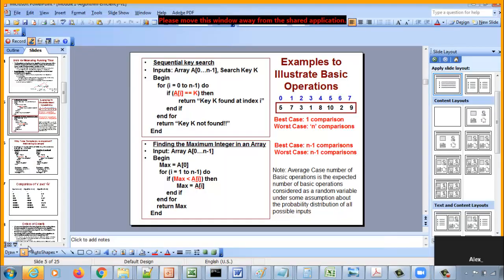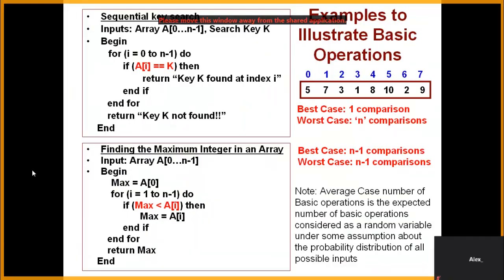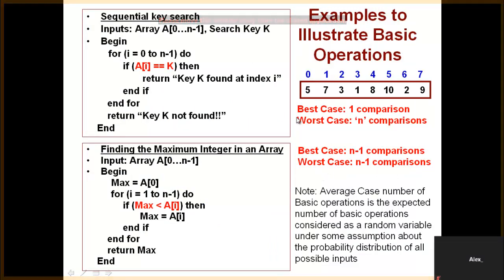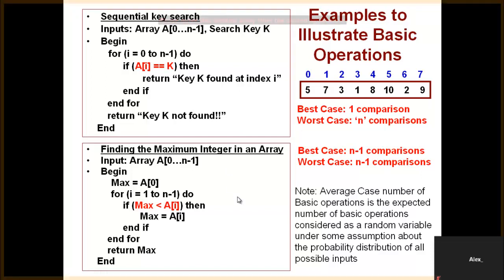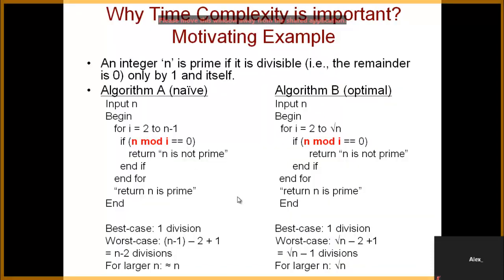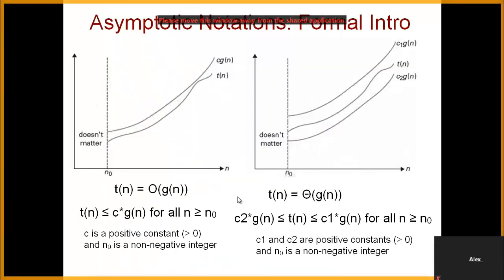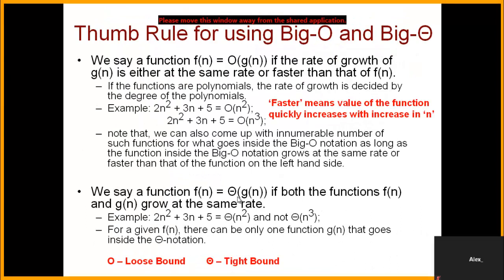So we saw two examples where in one of them the best case is different from the worst case, and in the other one the best case is the same as the worst case. So now we need to convey the overall time complexity of this algorithm, and for that we make use of asymptotic notations. Okay, so let me now get into the two asymptotic notations.